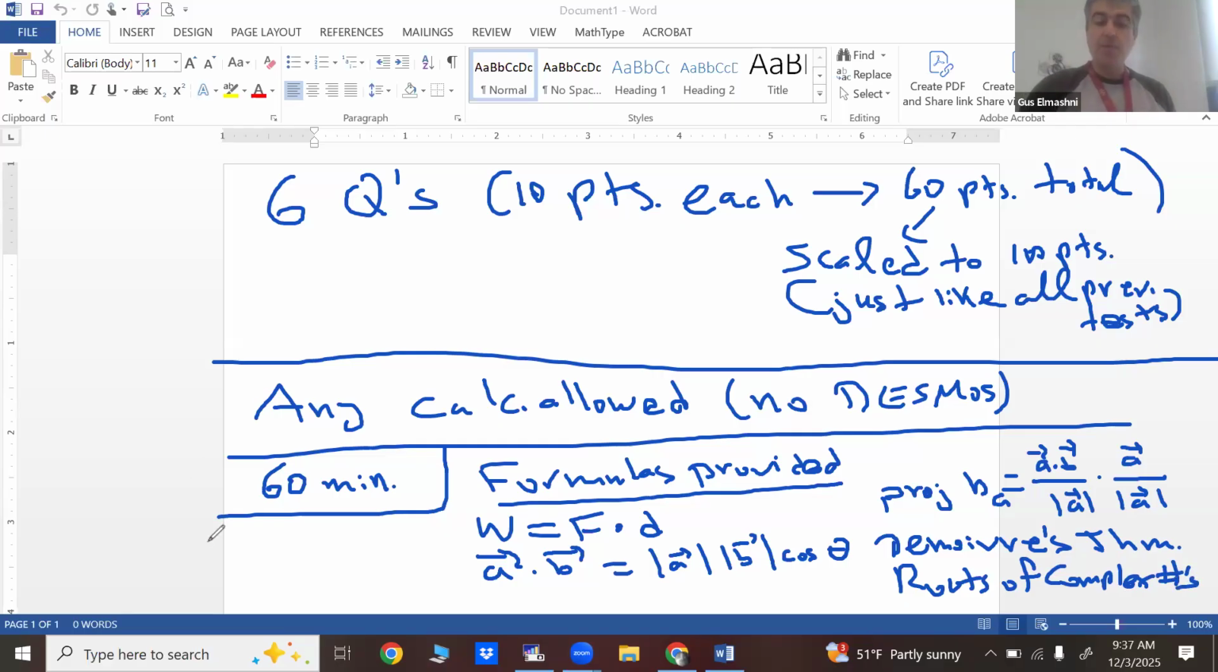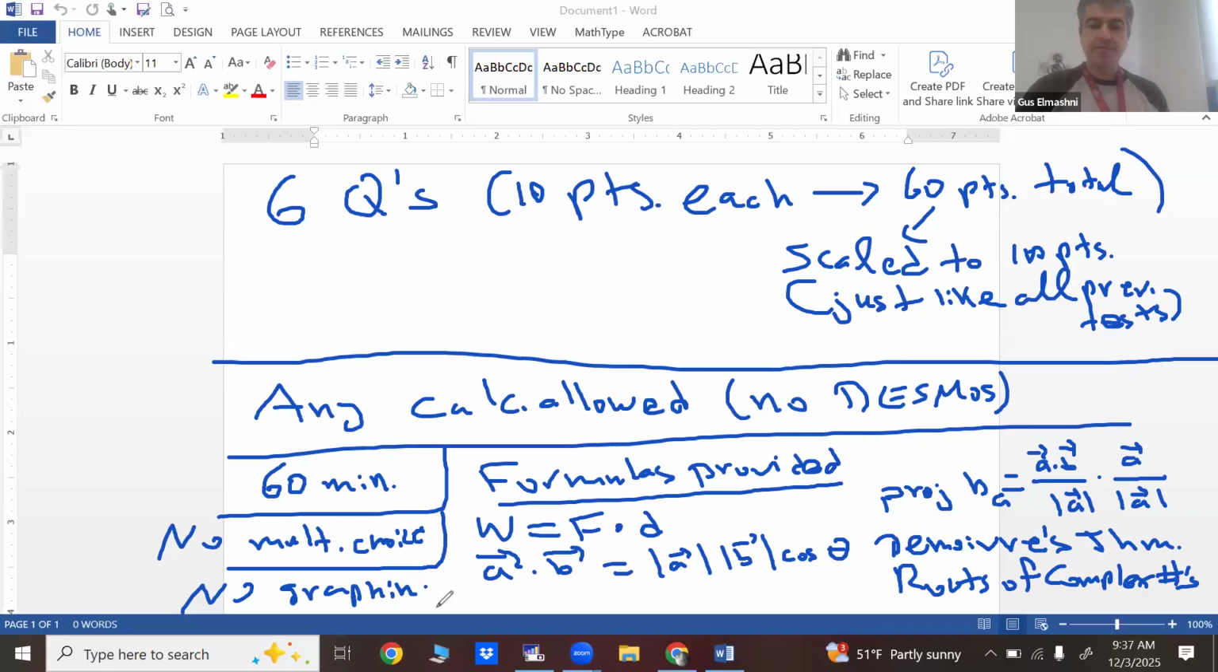Also, no multiple choice. And there's no graphing. So it's all just one part. Again, I will post this to Schoology too. I'll put it under test number 5.